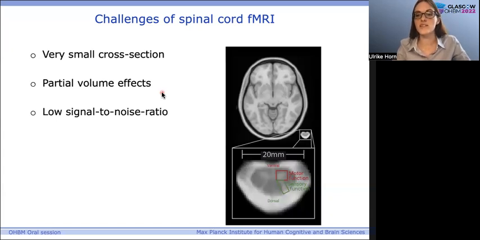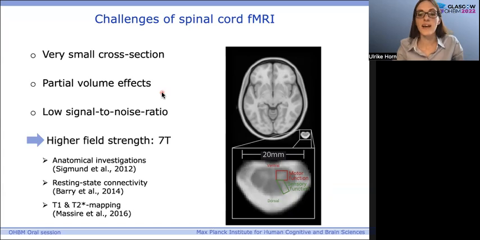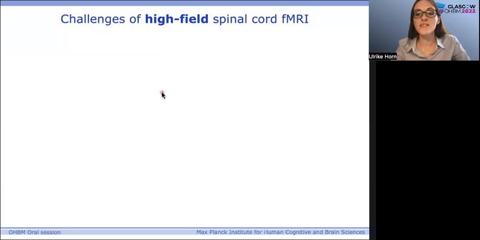So in order to address these issues, people have already turned to higher field strengths, such as 7 Tesla, and have, for example, delineated fine anatomical details. They have characterized resting state connectivity with fMRI and have performed T1 and T2 star mapping. But obviously moving to higher field strength comes with its own problems.